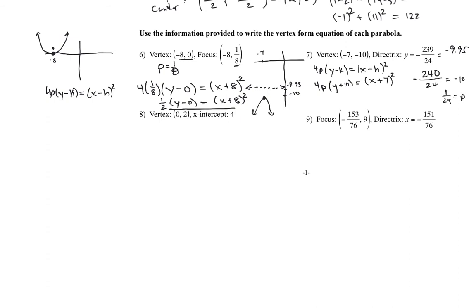It's easier to think about fractions like that, so I'm going to plug that in. You're going to end up getting 4 times -1/24. This should be negative. That becomes -1/6. So we'll bring the rest of that down: y plus 10 equals x plus 7, squared.